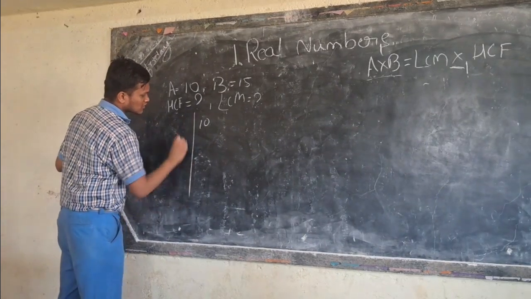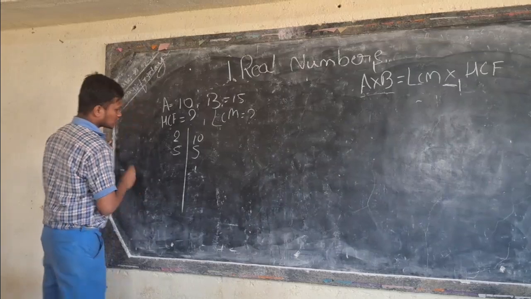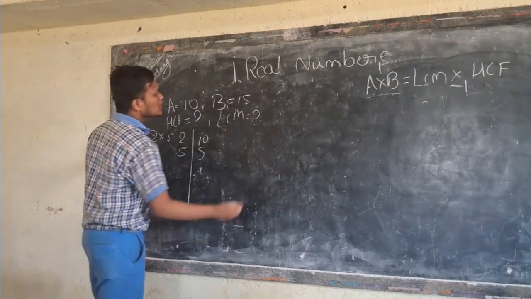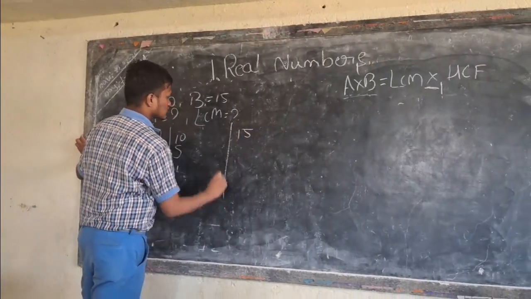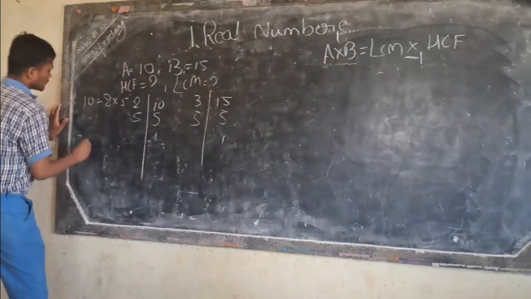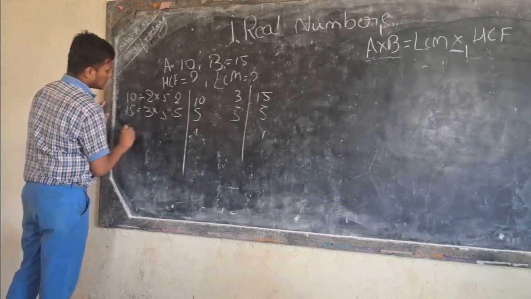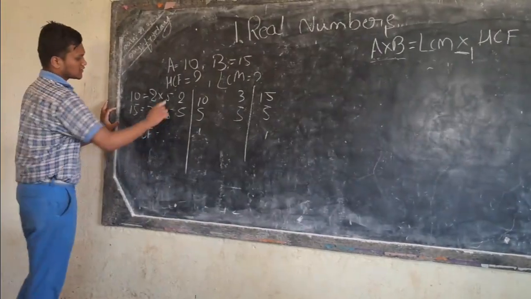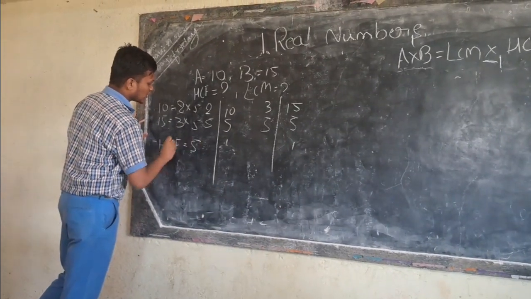10 is equal to 2 into 5. After that, 15 is equal to 3 into 5. HCF is equal to which are the common numbers? 5, power 1 only. So take 5 only.